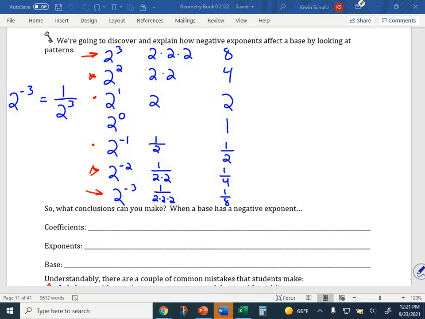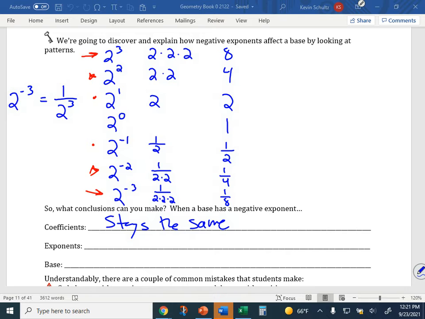So our rule for this, when a base has a negative exponent, I'll give you an example. A coefficient, nothing happens to the coefficient. This is another one where the coefficient stays the same. If it's not affected by the power, nothing happens.